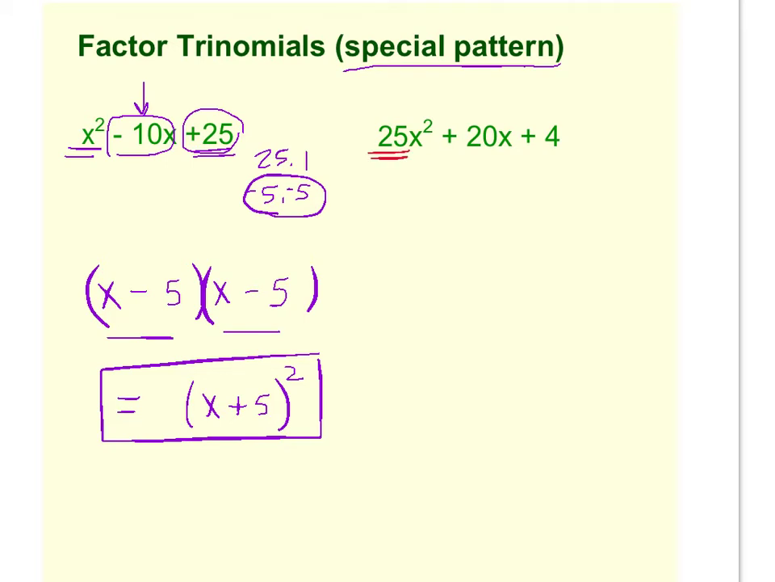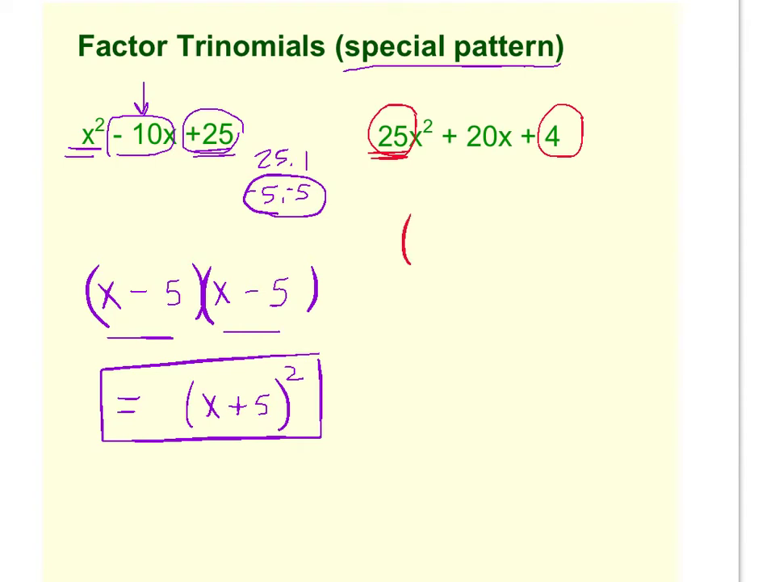Alright, now this next one, we say, oh look, there's a number in front of the x squared. So that's our guess and check. Anytime that you have to guess and check, one thing to help guide your guessing a little bit is look to see, are the first term and the last term perfect square terms? And in this case they are. We have a 25 and we have a 4.